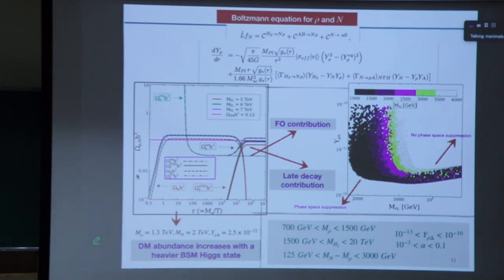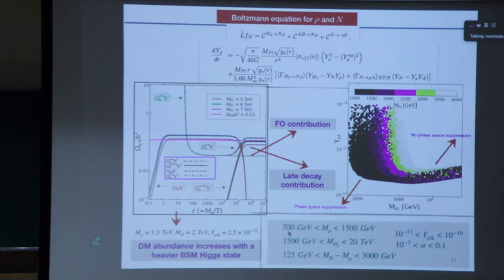This is a plot of the abundance of rho and the abundance of N versus the mass of rho by temperature. This part is the standard freeze out for the rho abundance, and we see that it gives underabundant dark matter for rho. But with this additional contribution, these are the abundance of N from H2 decay, which saturates, and then at some point this N decays down to rho, and therefore this is the non-thermal late decay contribution. Together, this freeze out contribution and late decay contribution can satisfy the relic density.